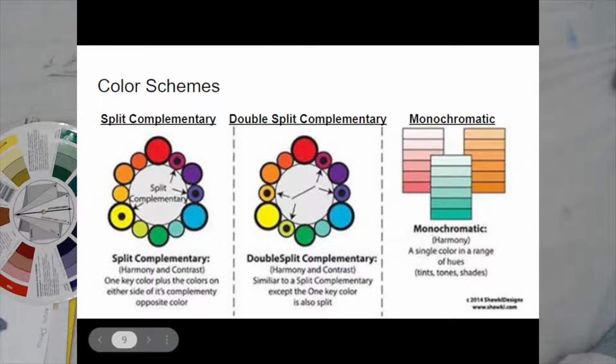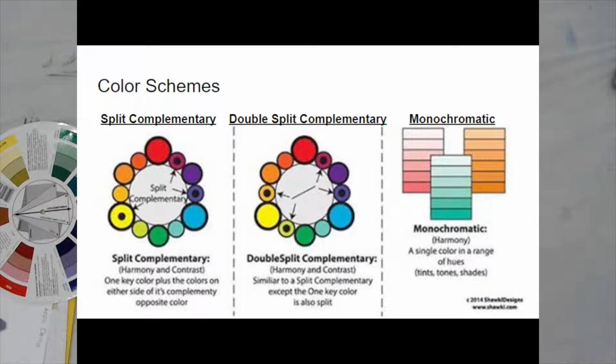And the double split complement is, okay, you pick two colors: the key color yellow, and its complement, violet. But instead of picking the yellow or the violet, you pick the colors on either side of the complements, and that's a double split complement. Again, another color scheme with harmony and contrast. And then we already went over monochromatic.